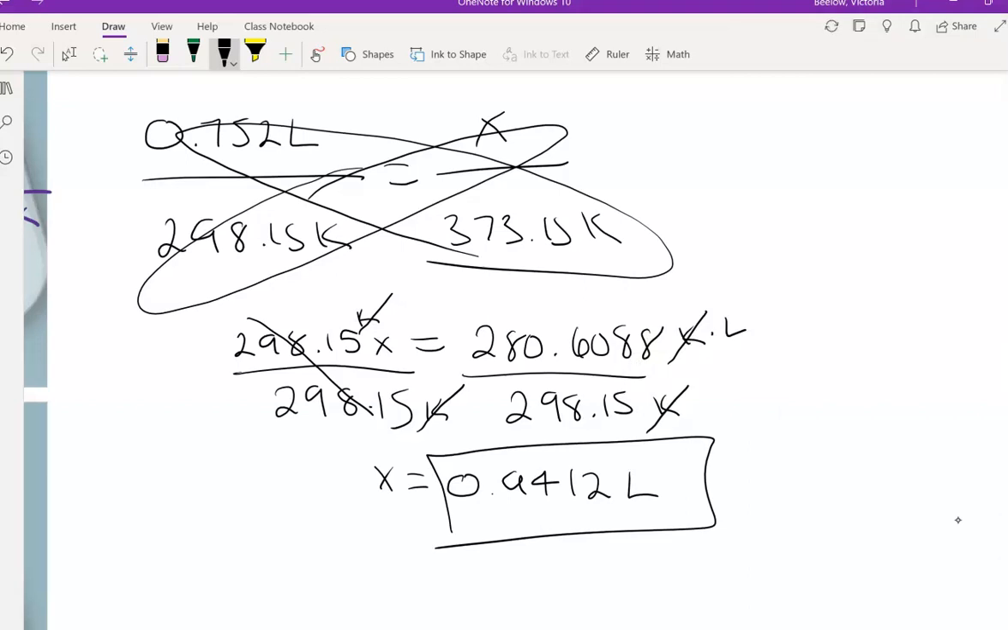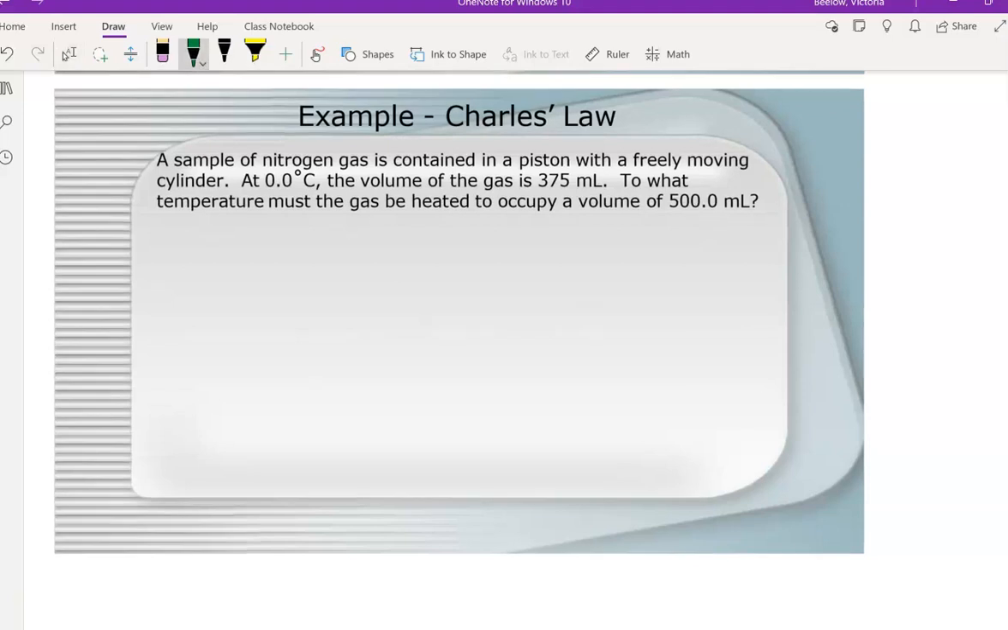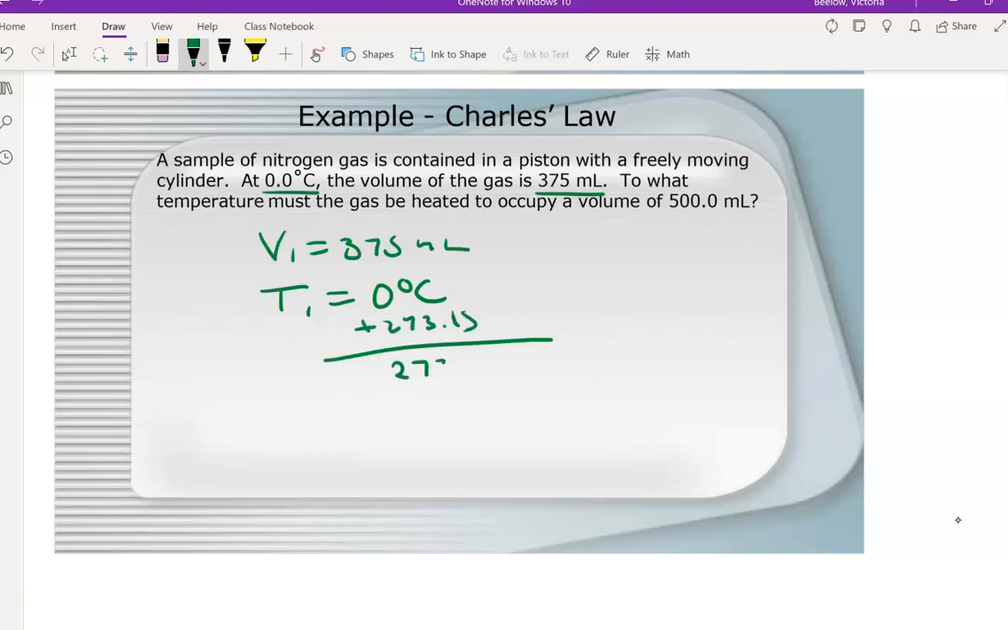So again, the important thing is paying attention to your units and making sure you're identifying each variable properly. So let's do another one. A sample of nitrogen gas is in a container in a piston that moves freely. So at 0 degrees Celsius, the volume is 375 milliliters. So right there, my V1 is 375 milliliters. My T1 is 0 degrees Celsius, which plus 273.15, 273.15 Kelvin. Easy math there.